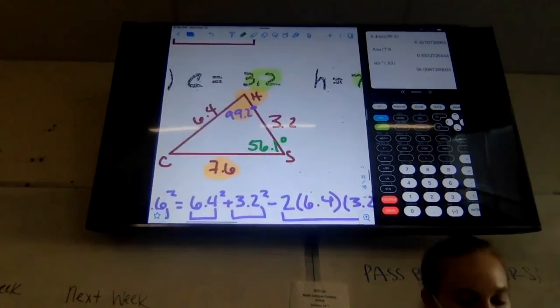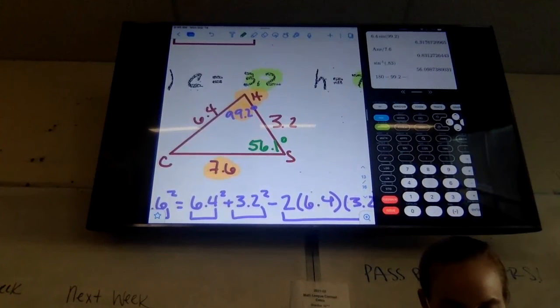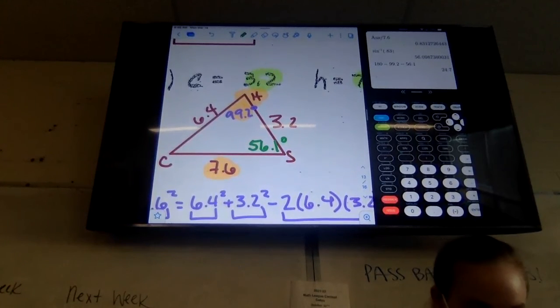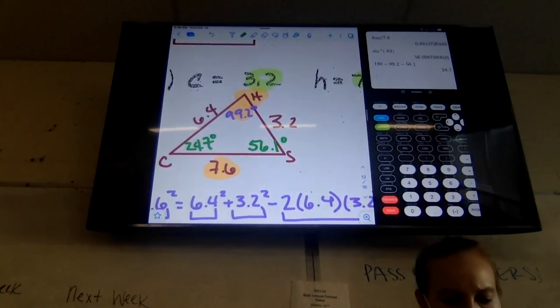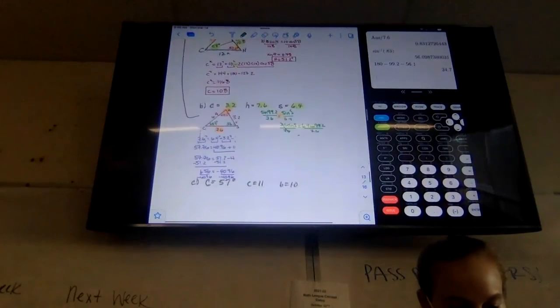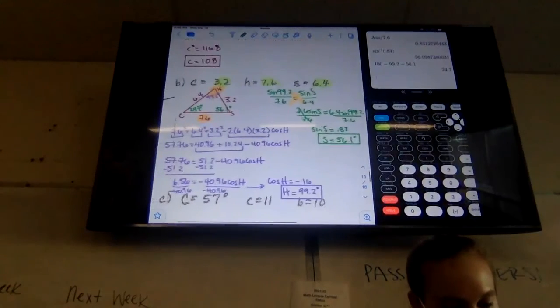And then I'm going to take those numbers and subtract them from 180 to get my last angle. I get 24.7. If your angles are like 0.1 or 0.01 off of mine, just let them be. That's okay. That's close enough. And if you show me enough of this work, I'll understand what you got and how.